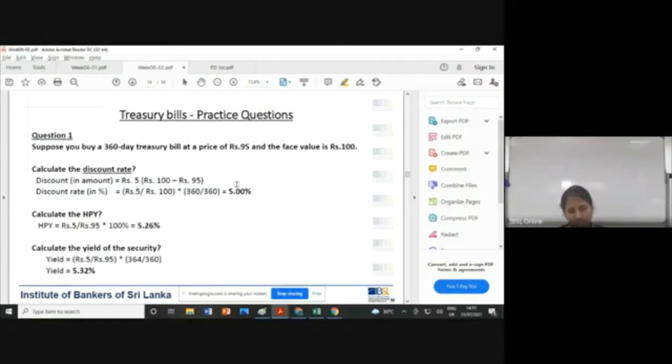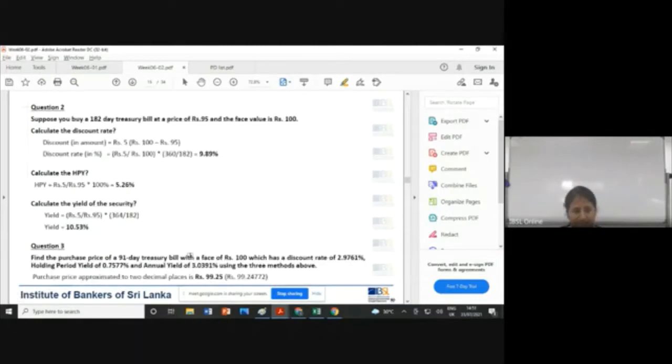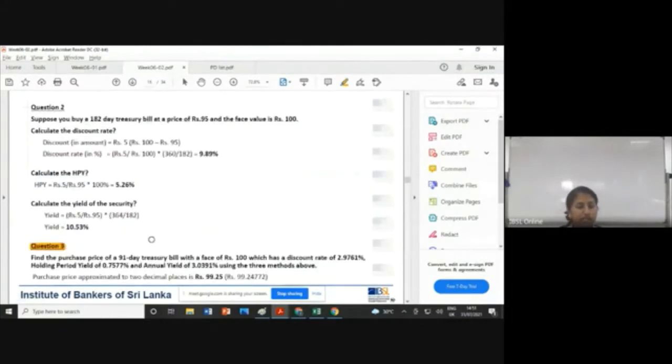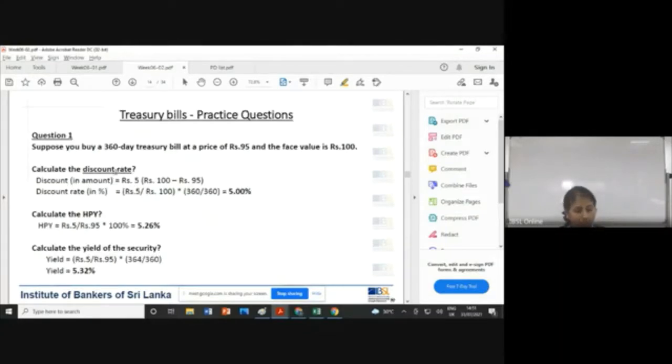Now you have questions. For each question, we are going to find the discount, holding period yield, and the yield. You have two questions to calculate discount, holding period yield, and the yield. And the very final one is where I have given you all the information, but you are going to find the price of this treasury bill using the three methods, using these three formulas. You are going to find the price of that instrument. Let's see whether you get the same price. Okay, so this question I want you to try on your own. Be ready for the next class. We will go through the question. I have already done it here on my Excel.